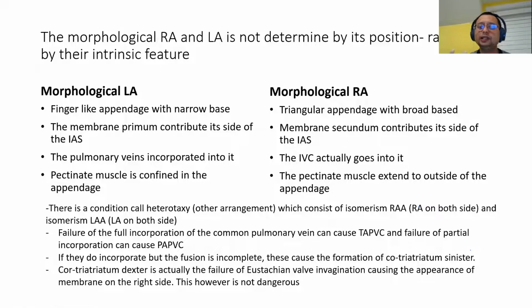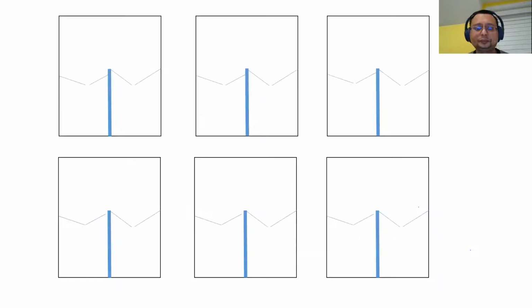There is another one called cor triatriatum dexter. So this is the membrane in the right atrium. However, in this situation, it is not a real membrane. It is not because of the failure of any structure to fuse with the right atrium. Rather, it is because of a big eustachian valve that persists and looks like a membrane. Okay, so that is a totally different thing. Cor triatriatum sinister on the left side and cor triatriatum dexter on the right side.